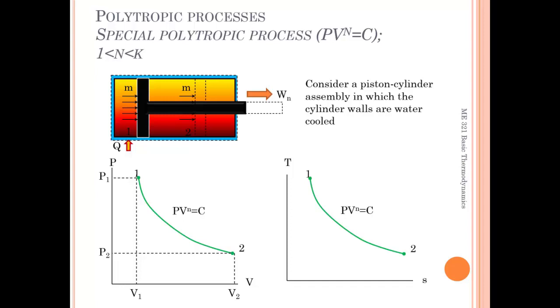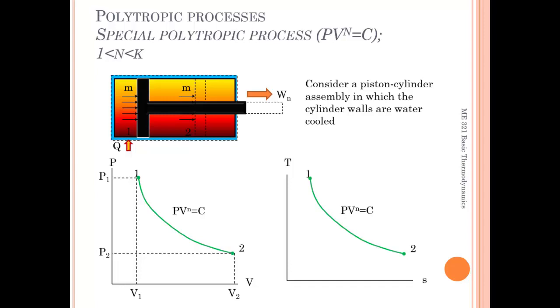at state 2. But what is special about this process can be seen in the TS diagram. Even though heat is transferred into the gas, its temperature continues to drop at the end of the expansion process at state 2. The reason behind this is the presence of the surrounding cooling mechanism. Whether we use air or water as our coolant, this cooling mechanism tends to lower the temperature of the gas during the heat addition process.